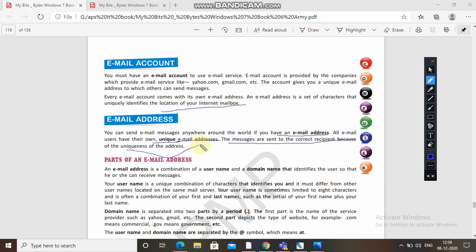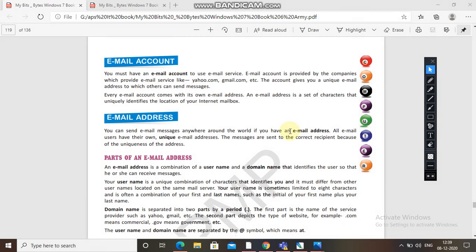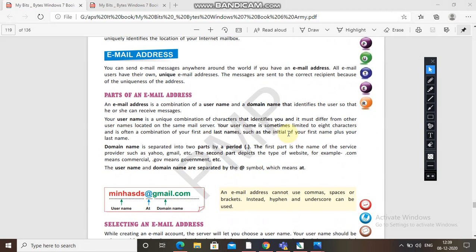I hope you all are getting it. Now coming to parts of an email address. What are the different parts of an email address? So you see, an email address is a combination of username and domain name that identify the user so that he or she can receive messages. Username is a unique combination of characters that identify you, and it must differ from other usernames located on the same server. Username is sometimes limited to 8 characters and is often a combination of your first and last name. So remember this, okay?